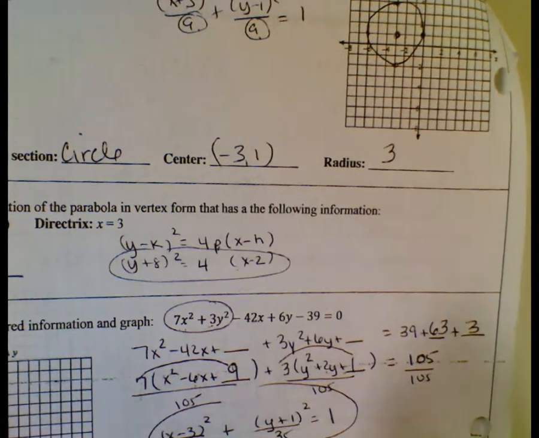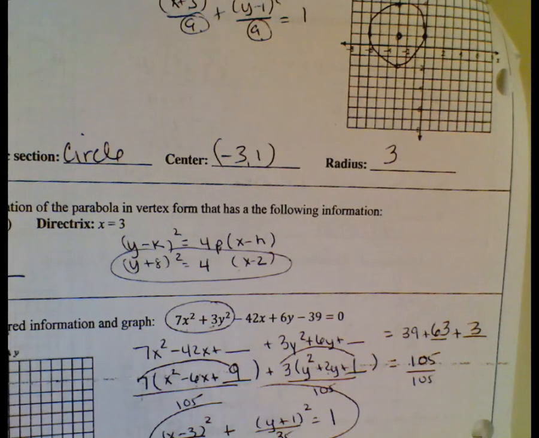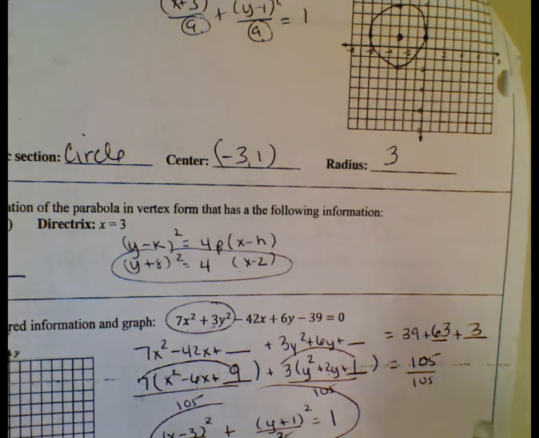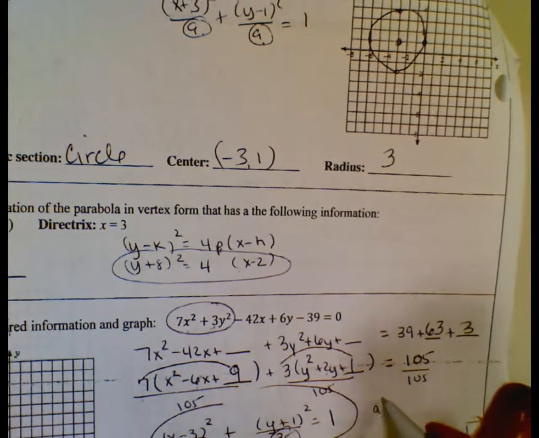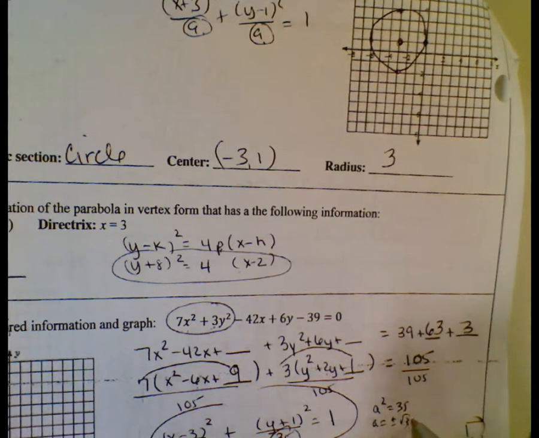3, -1. They're going to make us give it these ugly vertices here. So, a squared is 35. So a is plus or minus square root of 35.